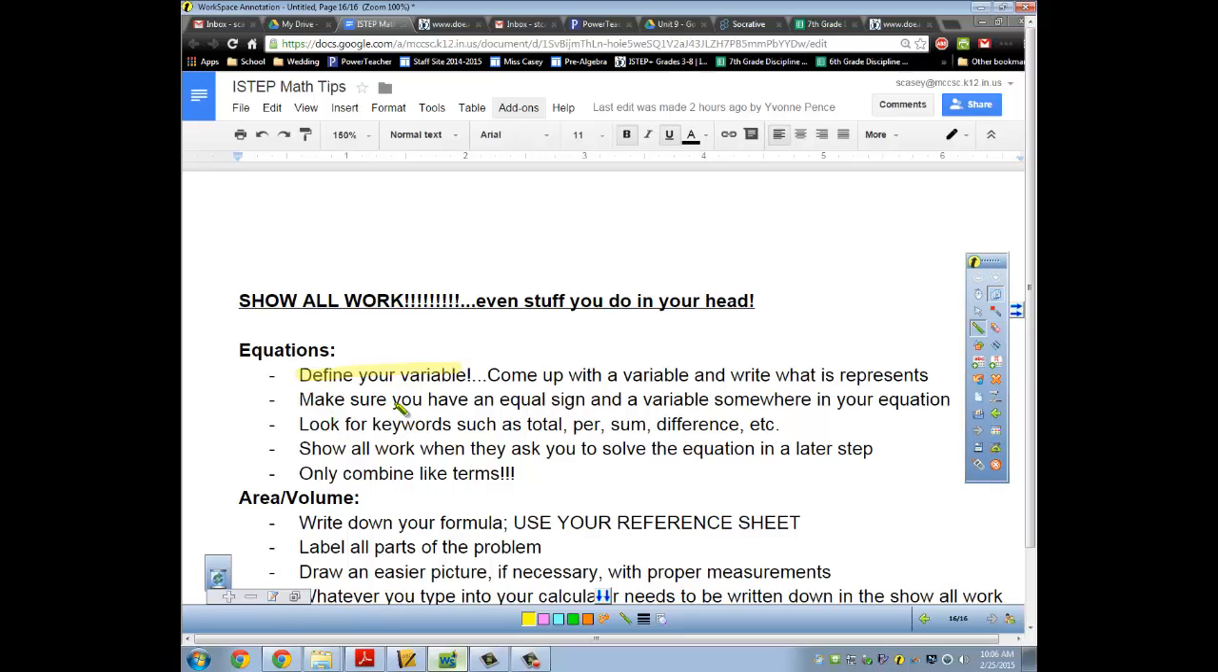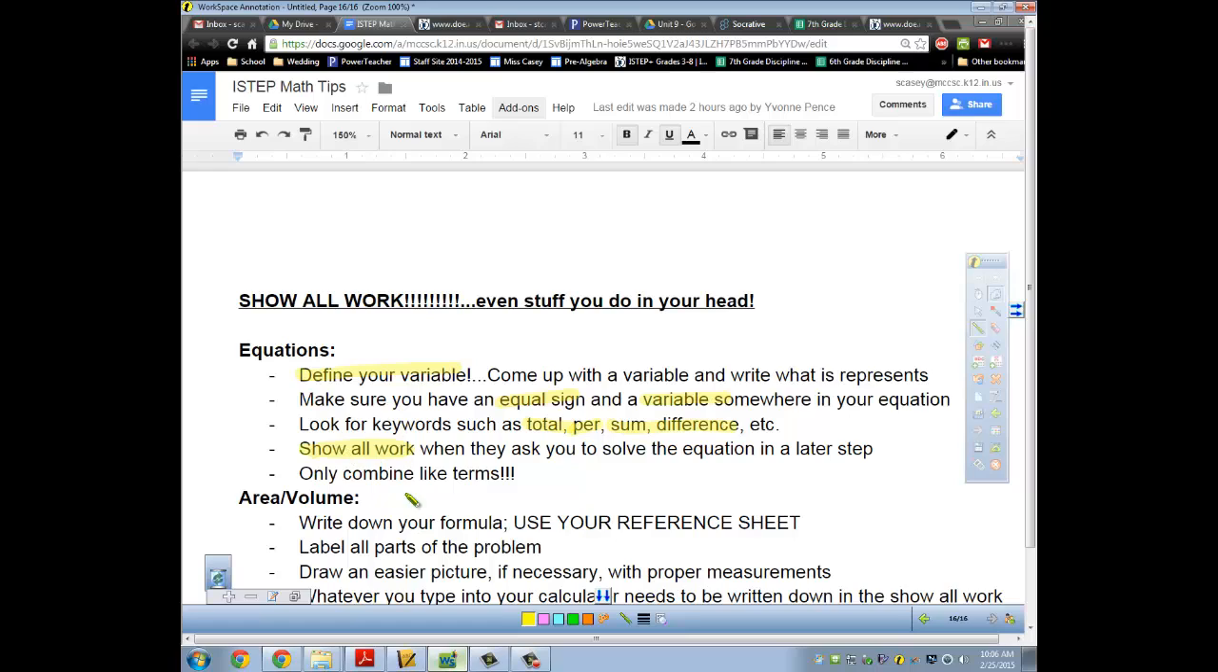Next, you want to make sure you have an equal sign and some variable somewhere in your equation. So equations always have those two things. They always have an equal sign and a variable. You want to look for keywords such as total, which tells you where to put the equal sign. Per means multiply. And then our typical words like sum, difference. Sum means add, difference subtract. We have product, which is multiply, quotient, which is divide. So look for those keywords that you have been learning all year.